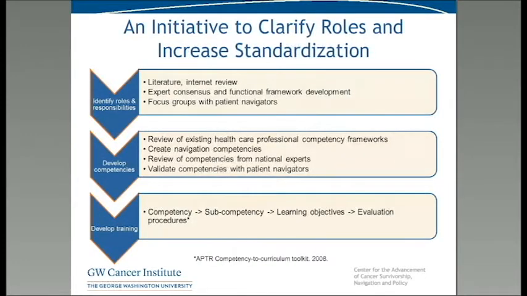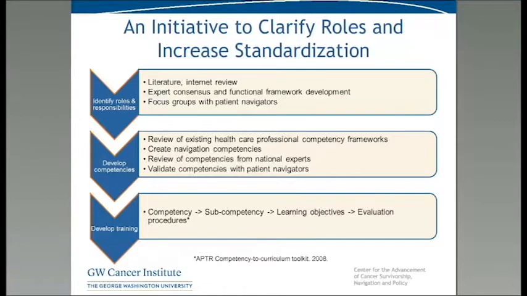Because efforts to establish competencies are already underway for community health workers and nurse and social work navigators, we wanted to focus on oncology patient navigators who are not clinically licensed. The first phase of the project was to identify roles and responsibilities of oncology patient navigators. We published a framework of functional domains in December 2013 describing the results of this phase of the project.